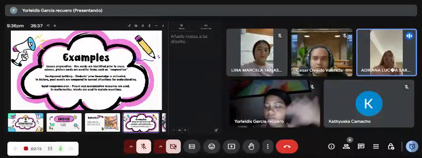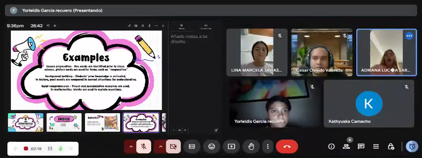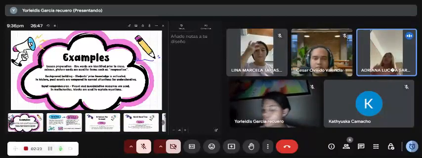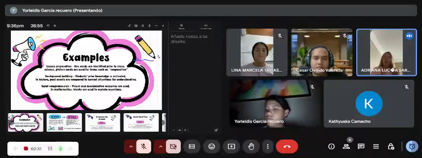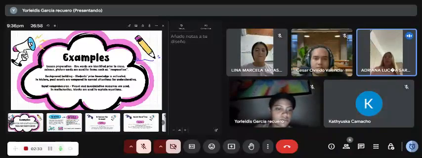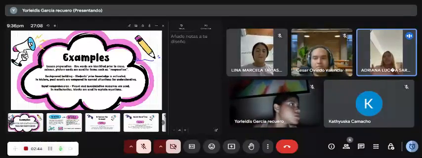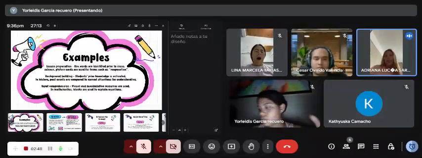Okay, now let's continue with some examples in order to understand the concept and how we can apply it in classes. For example, if we are talking about lesson preparation, it is basically how we can contextualize the topic when we are opening a concept. For example, in a science class, we can show pictures, videos, or something like that in order to contextualize for the students.